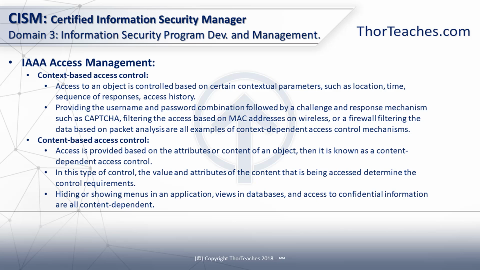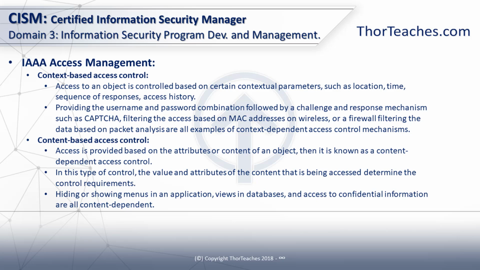Here, access is controlled on certain contextual parameters. We can give subjects access based on their time, location, the sequence of responses, or their access history. Meaning, if I try to access a file from my home network and my company knows my IP address, I'll get access. But they might lock access down after hours. So if I try to do it at 2 in the morning, I may not get access. Or if someone from an IP in China tries to log in with my credentials, they won't get access.